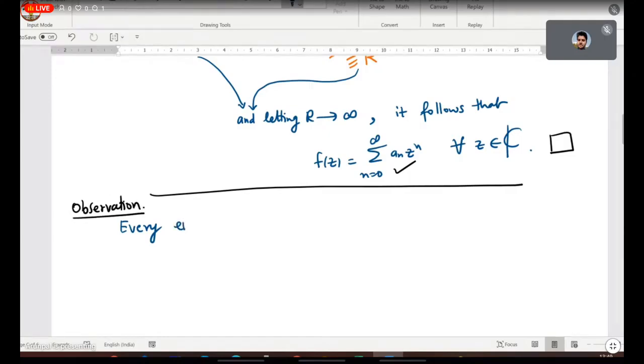Every entire function, or you can say simply every entire function, is infinitely differentiable.